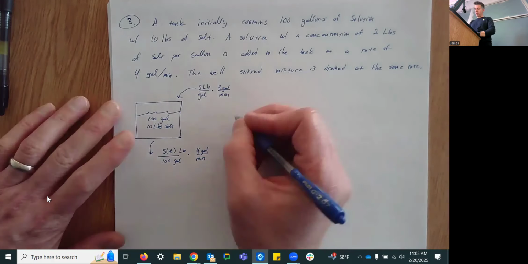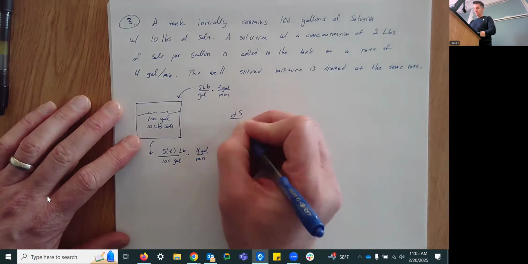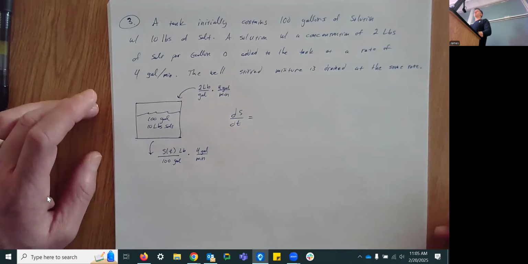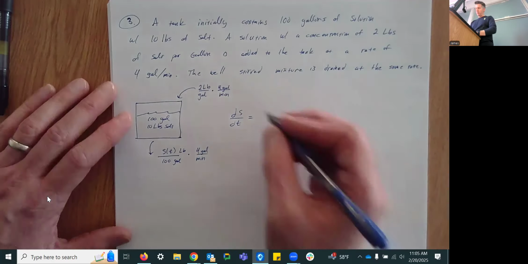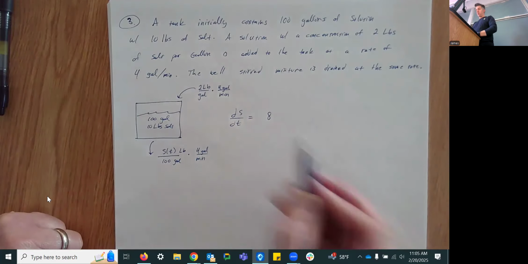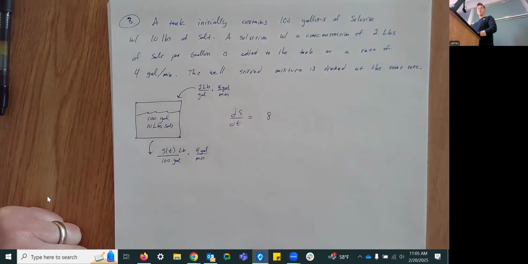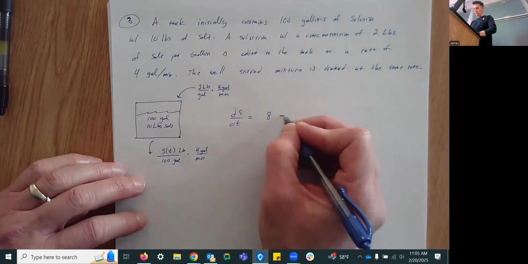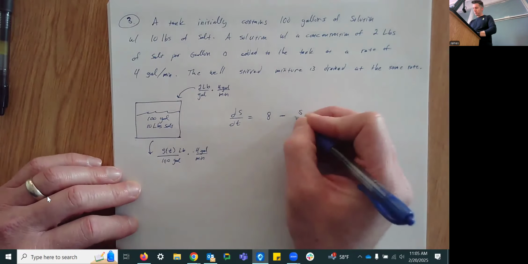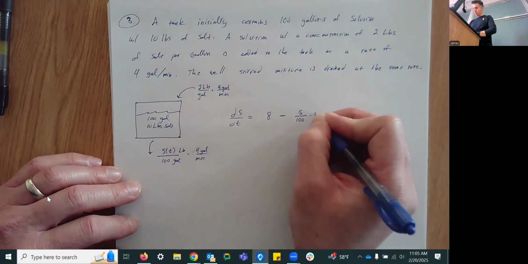So we can say that our differential equation dS/dt is equal to the rate in minus the rate out. I feel like rate's the bad word. The amount in minus the amount out. So it's going to be 8 pounds per minute going in, right? 2 times 4, minus S over 100 times 4 going out.